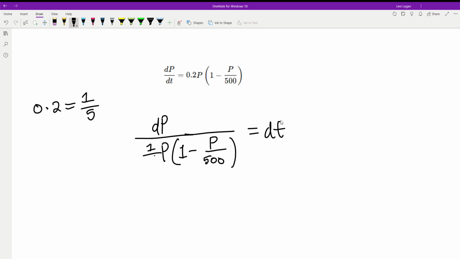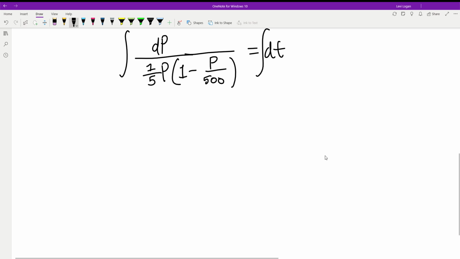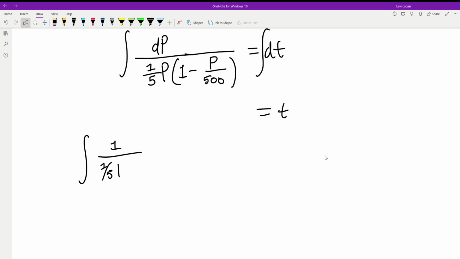Now, because we've separated everything, we can integrate both sides, and we don't need to attach a differential because we have a differential on both sides already. So all we have to do is attach the integral symbol here, and we can start solving. This side's fine, it will just turn into t. This here is quite a tricky integral on its own: the integral of 1 over a fifth p times 1 minus p over 500 dp.